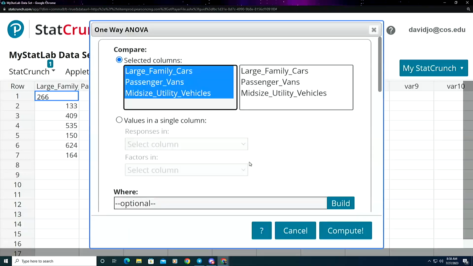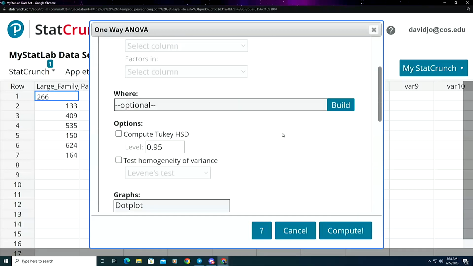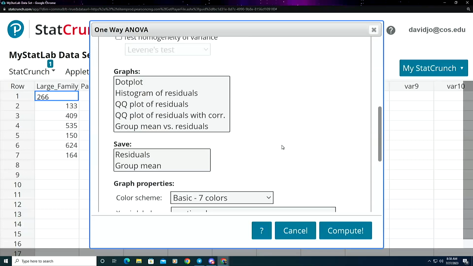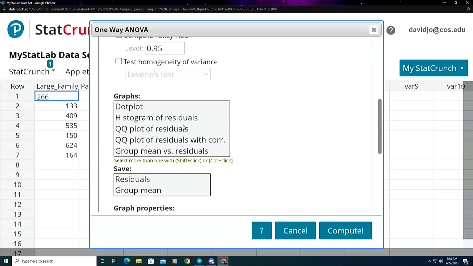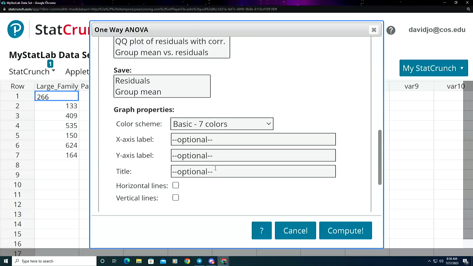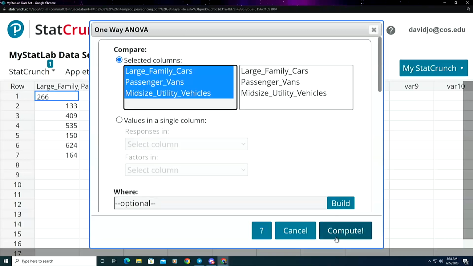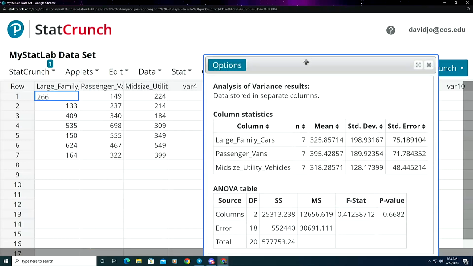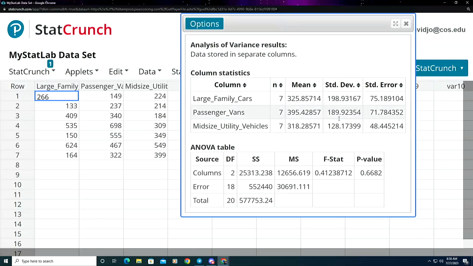We tell it which ones have the data in. It's all three that we have the stuff in. You don't need to click anything else. You can look at other, it allows you to do graphs here if you want. Just look at them. Oh, it does give the standard deviations here. So you don't need to go do stats, summary stats, columns.